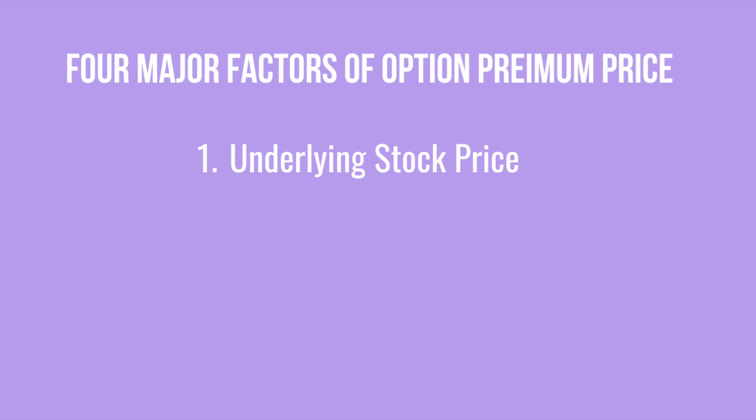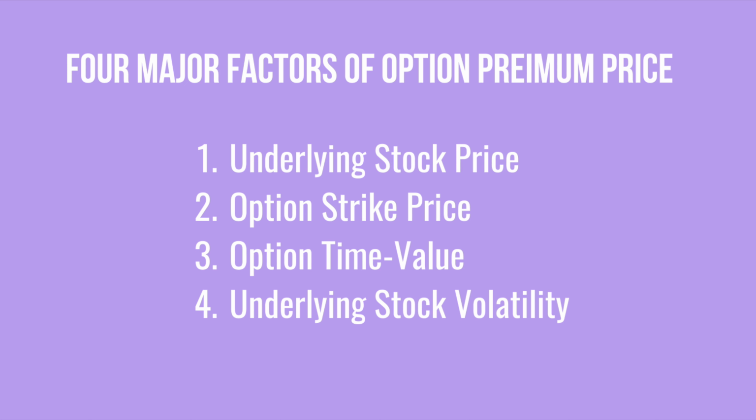In conclusion, there are 4 major factors that go into the pricing of an option that you might want to write down, or you can take a screenshot. The price of the underlying stock, strike price of the option, time value of the option, and volatility of the underlying stock. Therefore, the option premium pricing is a lot more complicated than the stock prices.